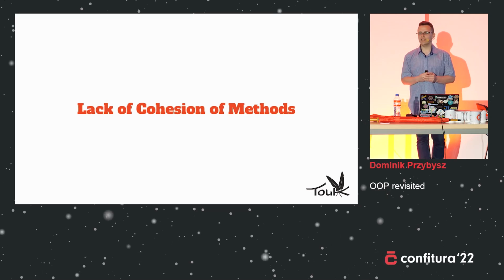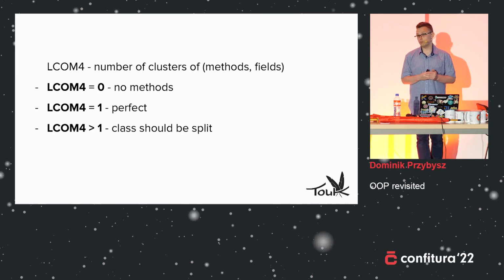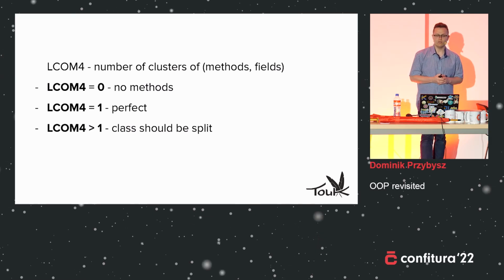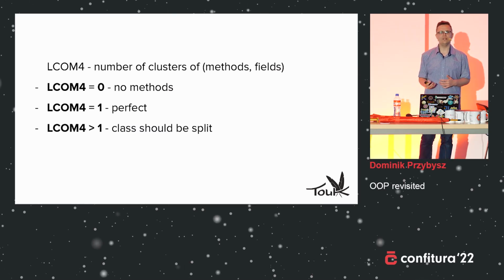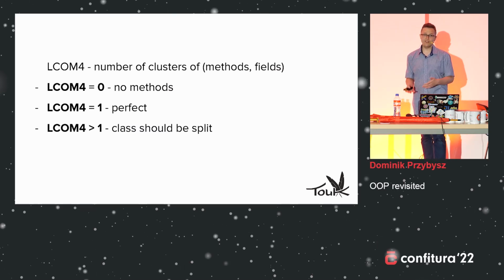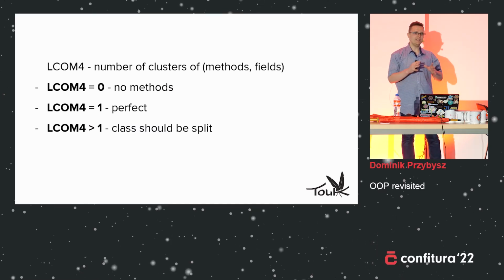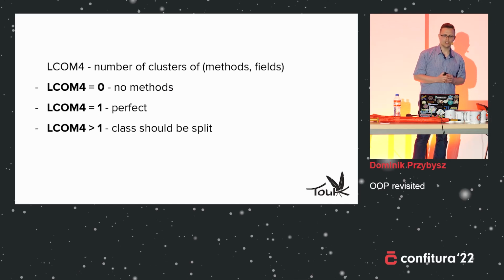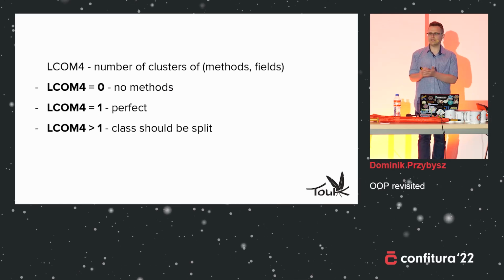So here you have the lack of cohesion of methods. It's abbreviated to LCOM4 because this is the fourth version of this metric, and it tells you how many clusters of methods and fields you have inside your code. If the LCOM4 is equal to 0, you don't have any method in the class, and probably it's fine when you are creating a structure. LCOM4 equal to 1 means it's a perfect situation, yeah?